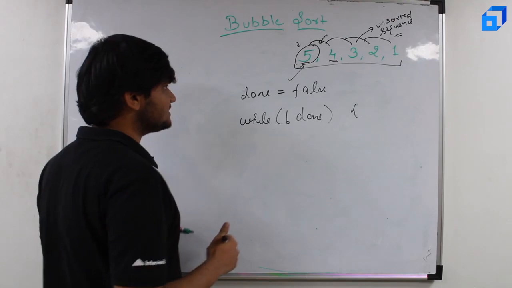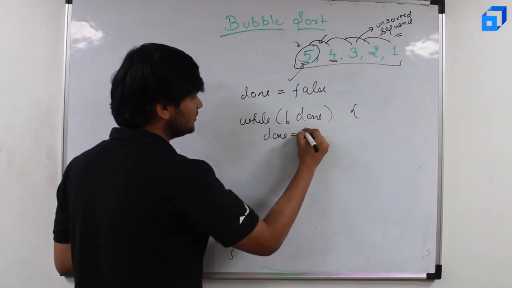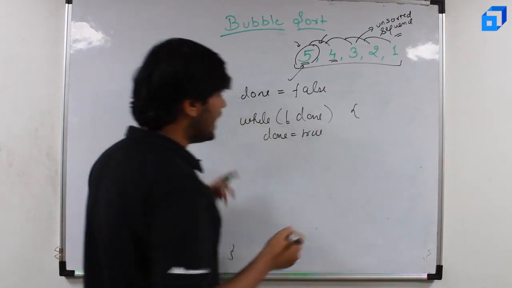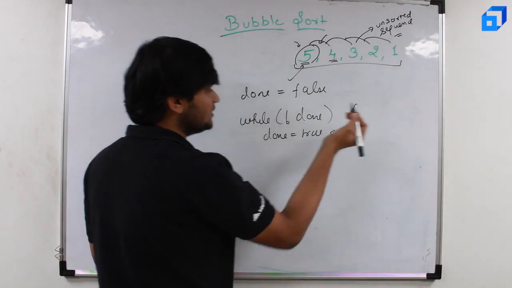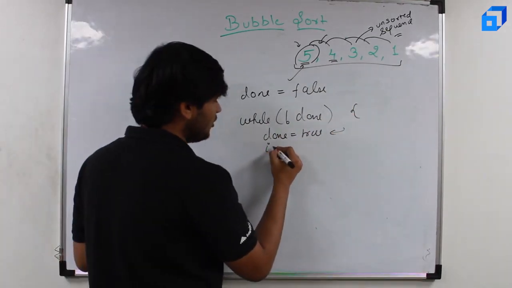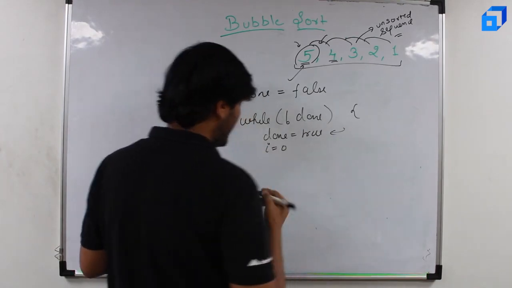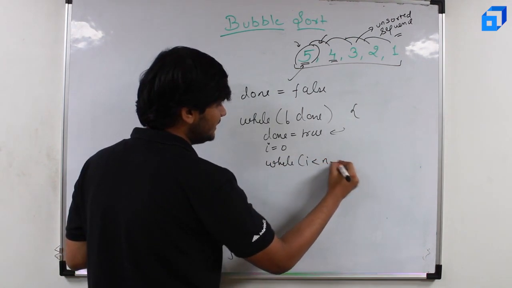Now what the algorithm will say, suppose at each iteration I will mark this flag as true, right? I will mark this flag as true, and if at any time any swapping occurs, I will change the flag to false again and the loop will run again, right? Now we will start from I is equal to 0, and what we can do is while I is less than n minus 1, right?